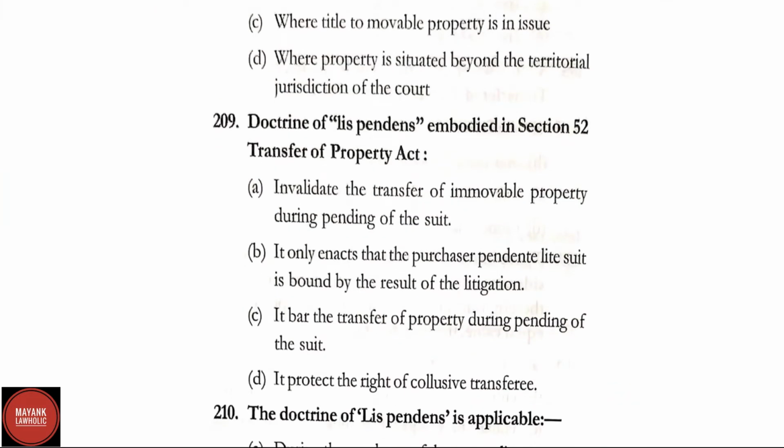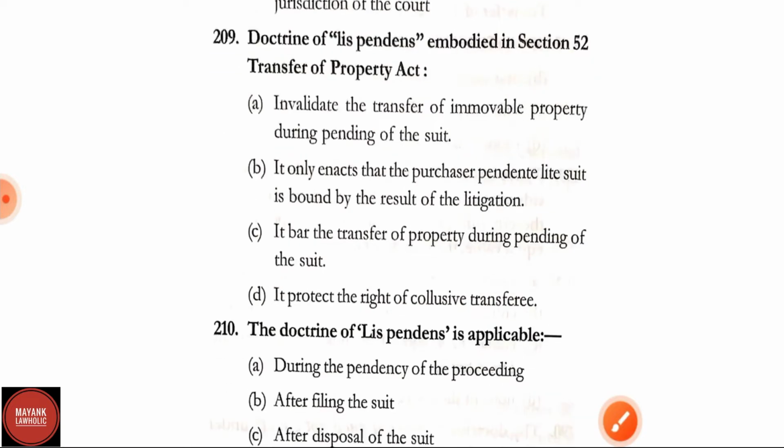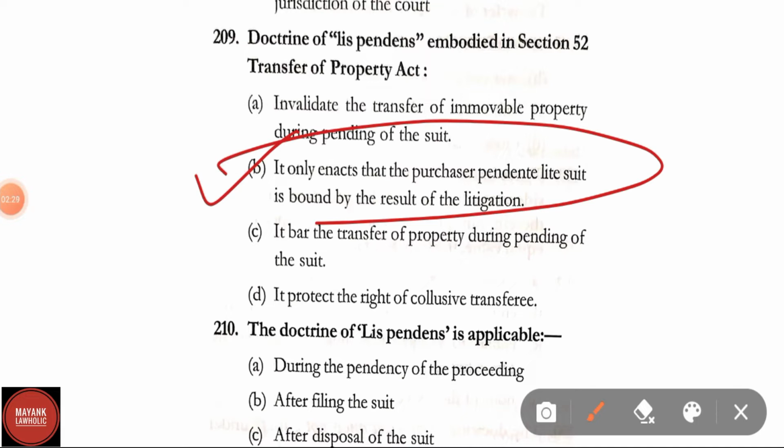Question number 209. Doctrine of lis pendens embodied in section 52 of TPA invalidates the transfer of immovable property during pendency of the suit. It only enacts that the purchaser pendente lite is bound by the result of litigation. It bars the transfer of property during pendency of the suit. It protects the right of collusive transferee. Correct answer is option B, that is it only enacts the purchaser pendente lite is bound by the result of the litigation.